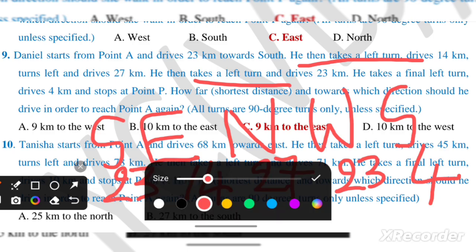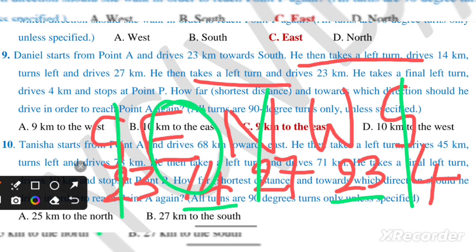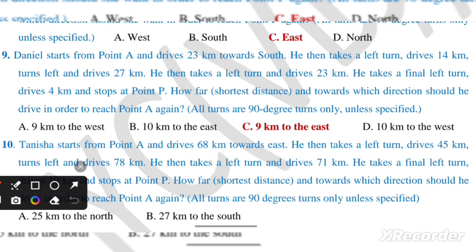So if you observe here, S23 and S4, that is 27. So N27, it will get cancelled. So what is left is E14 and W23. So how much you will get? 9. 23 minus 14 is 9. So which is the smallest one? E is the smallest one. So what is the answer here? 9 kilometer to the east.